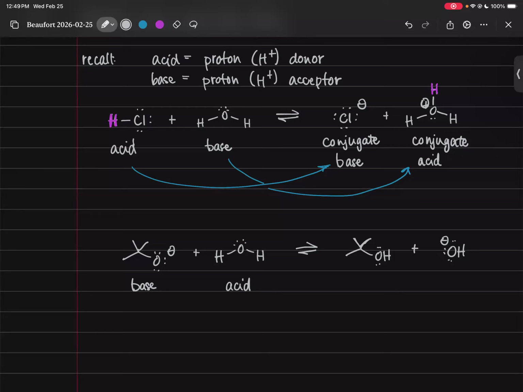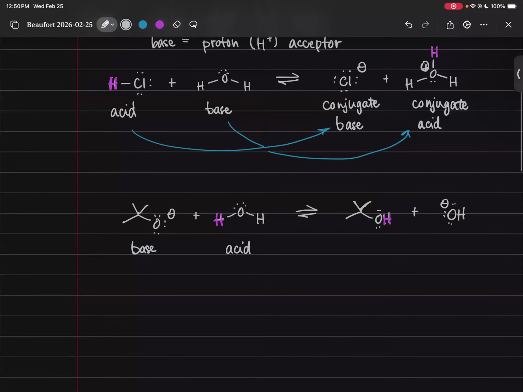Water is an acid, a proton donor. Yes, it's donating a proton to go from H2O to OH minus. And so let's label our proton. There it is. It's moved from the water to the tert butoxide. That's what that's called, tert butoxide ion, to give tert butanol and hydroxide.